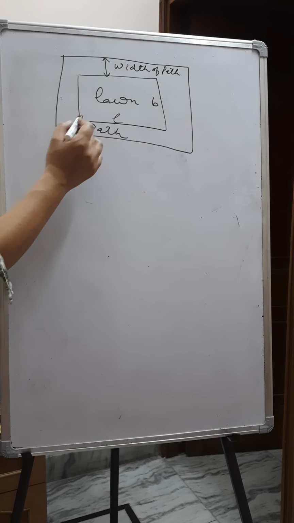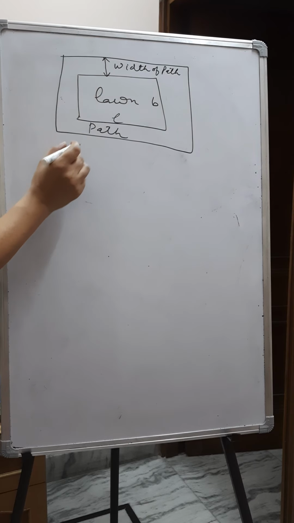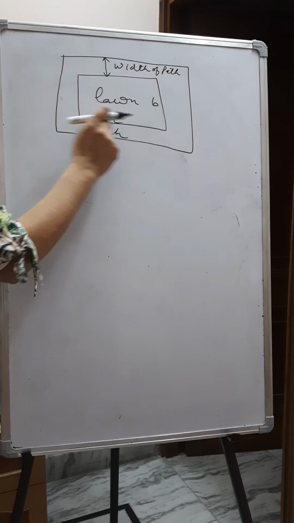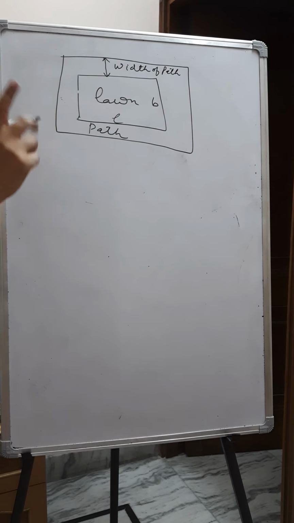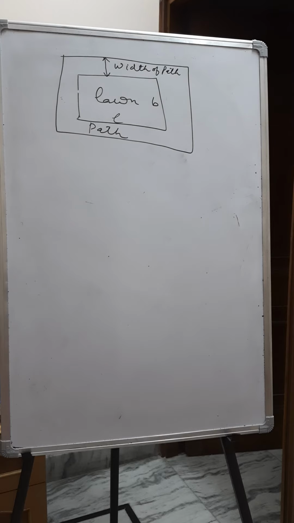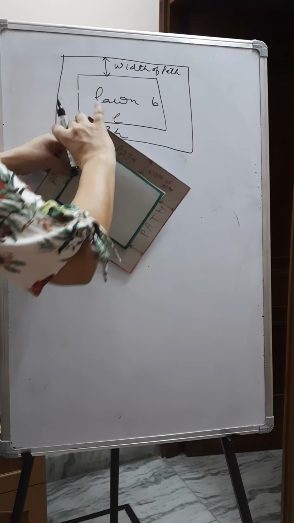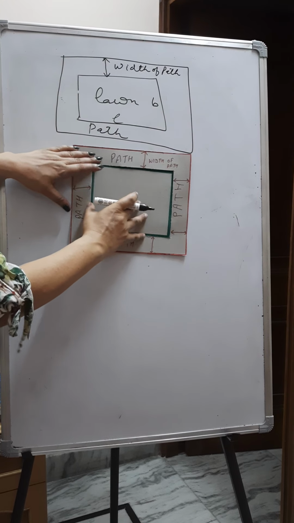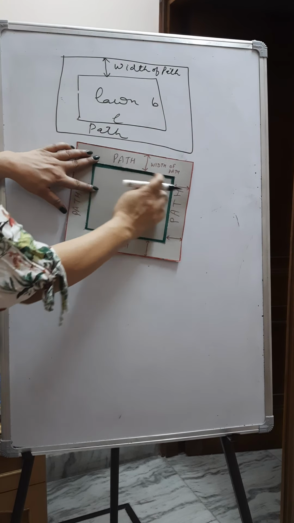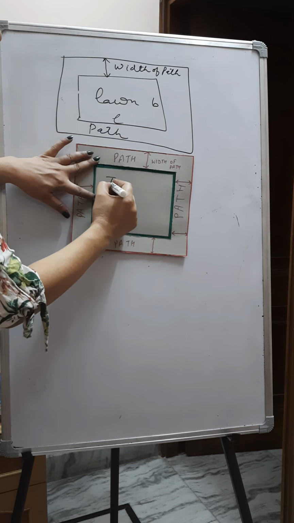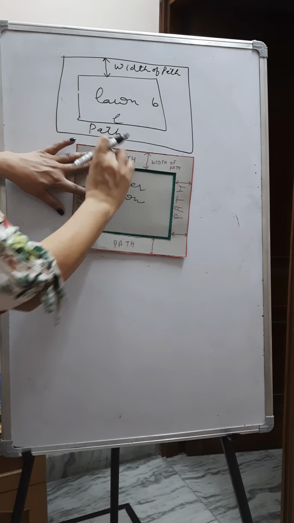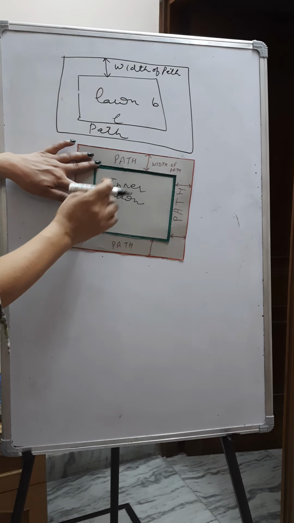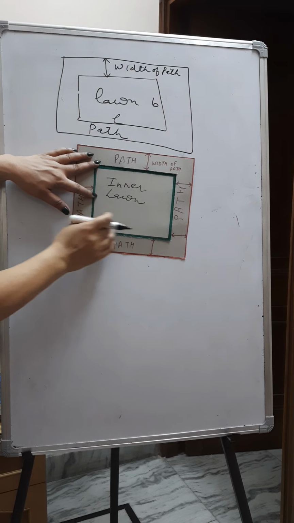Inside there is a lawn, and along the outside there is the path. So you are having two rectangles. Okay, now look at this. One is with the green boundary, that is the inner lawn, and the path along this inner lawn is with the red boundary.